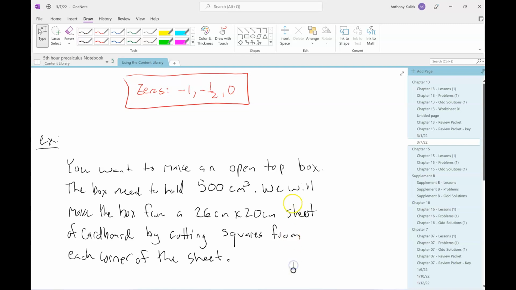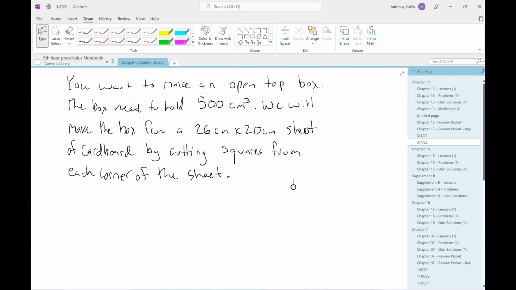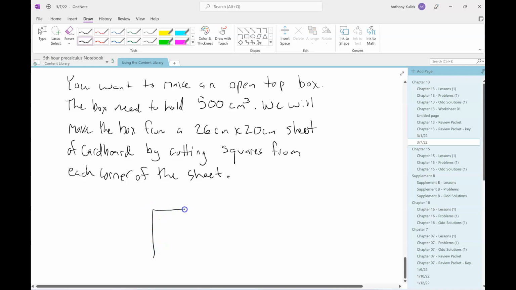Okay. So we want to make this open top box. It needs to hold 500 cubic centimeters. We're going to make it from a sheet of cardboard that's 26 by 20 centimeters by cutting like a square out of each corner. We want to know what is the side length for that, or what size of squares.